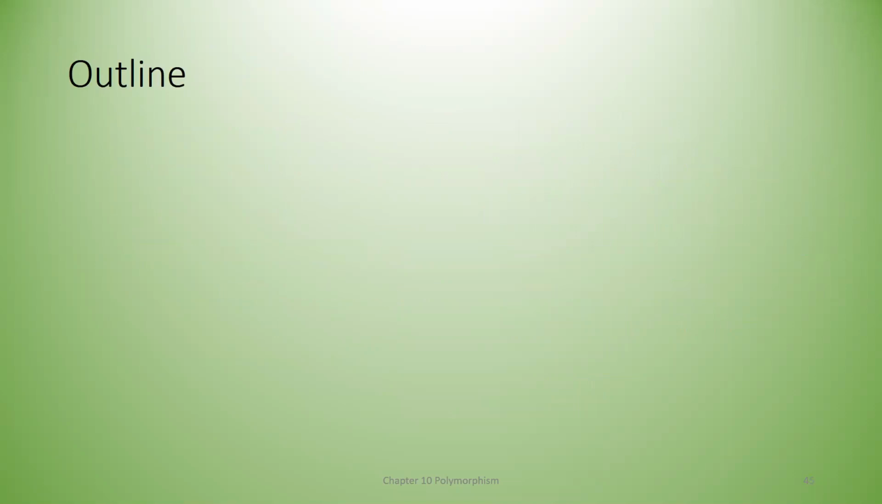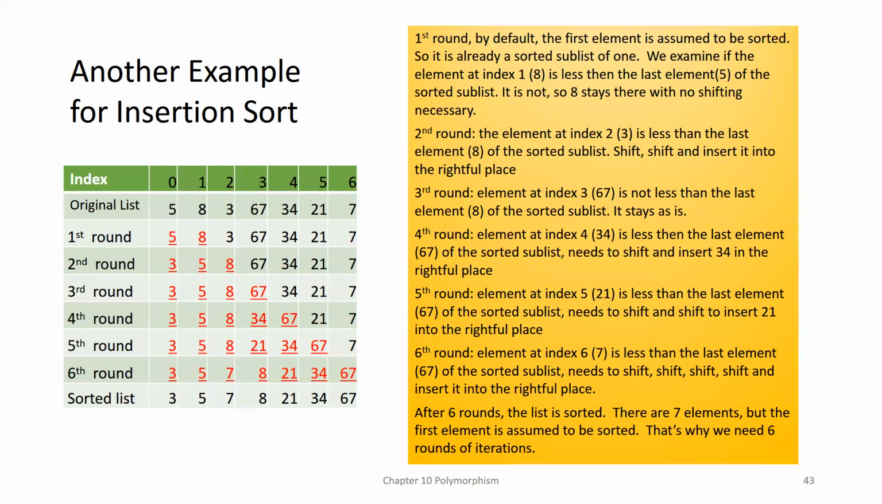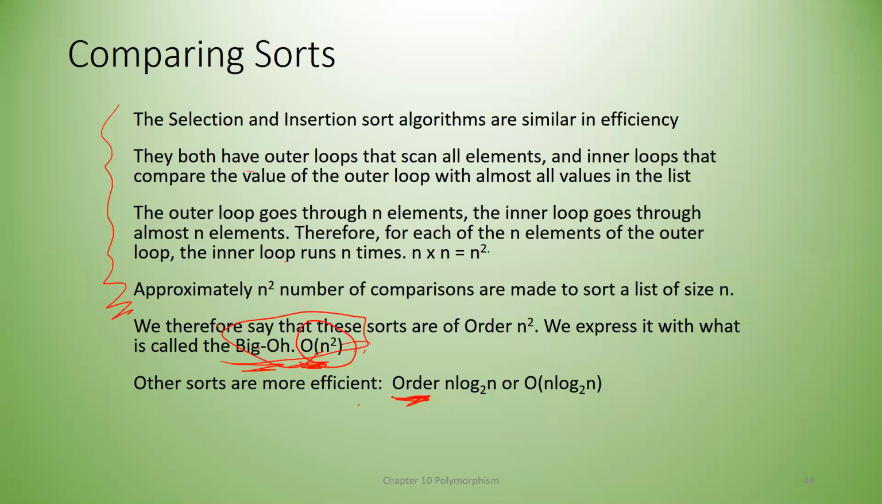So just to let you know, when you have a test, what I ask you will be something like this. After the second round of the selection sort or insertion sort, what is the value? What does the list look like? So you have to give me this list correctly. That's what I'm going to ask you.